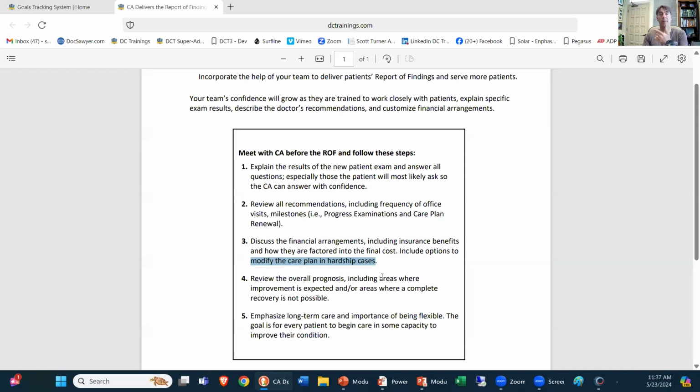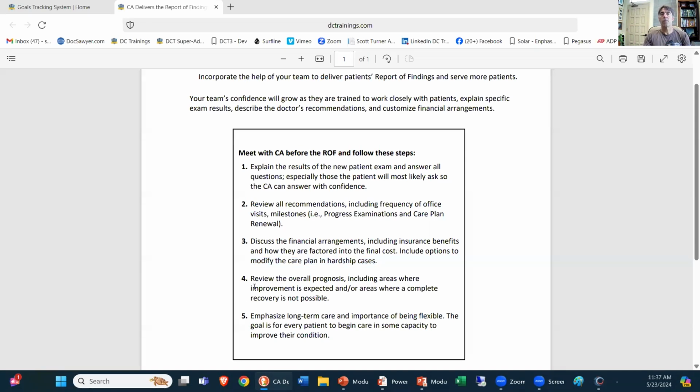They can modify the care plan. Maybe I wanted to see them 3 times a week, and my CA knows if they say no to that, well, then they could drop it to twice a week, see if that works. If that doesn't work, then they could even drop to once a week. And that's okay because the doctor already approved it before going into the room.